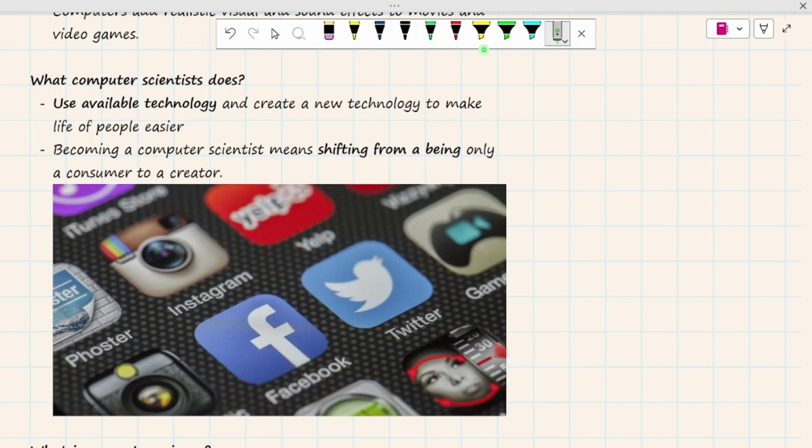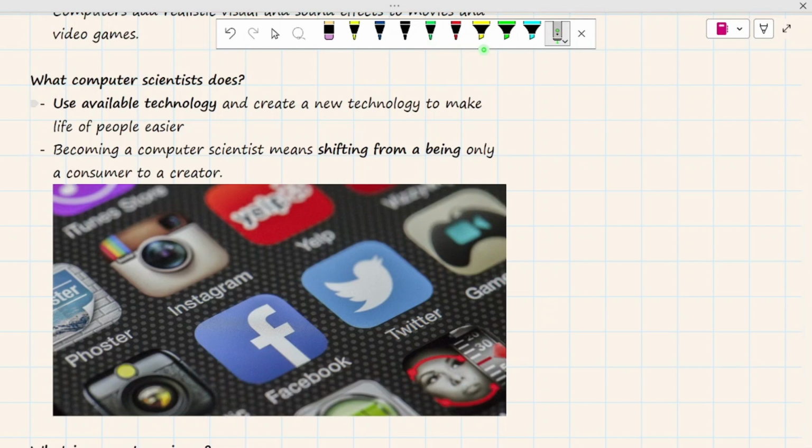For example, a web page. A web page is created using CSS and HTML. You will come to know what these are in the future. These CSS and HTML themselves are technologies, and using them we are going to create some other technology like web pages or any other web applications.